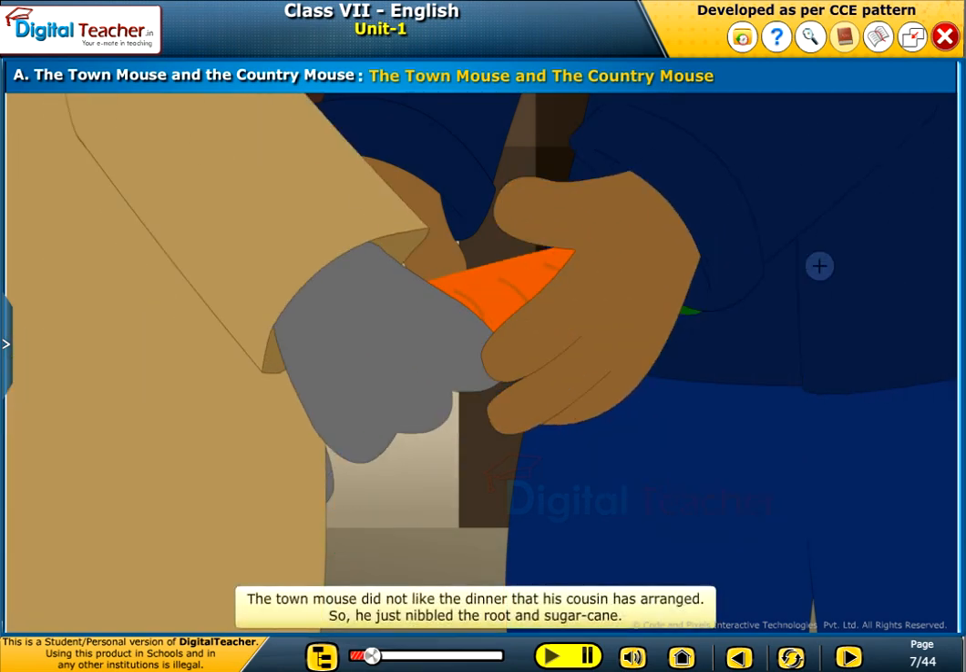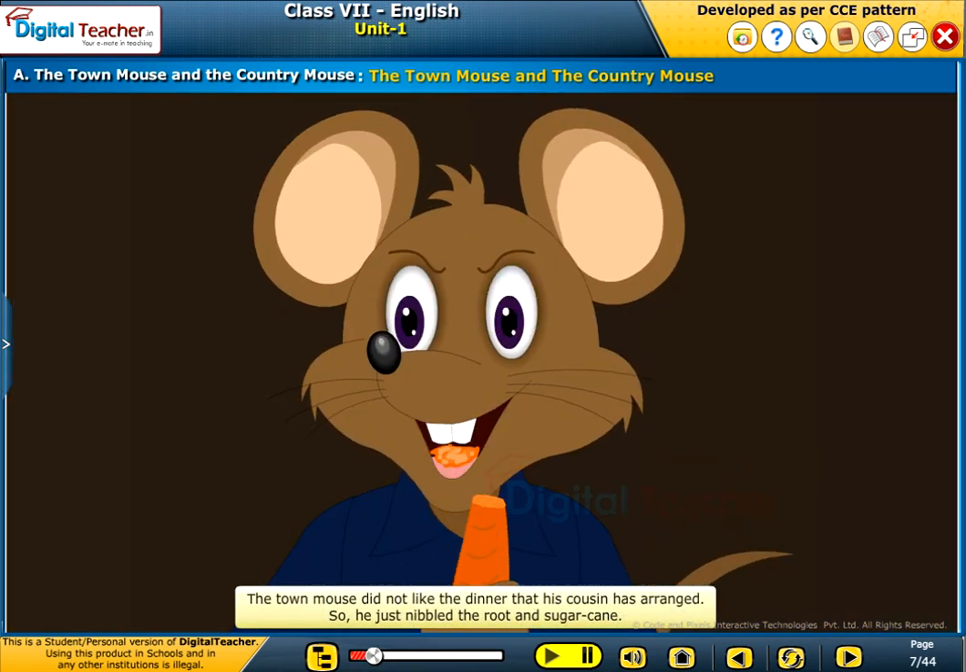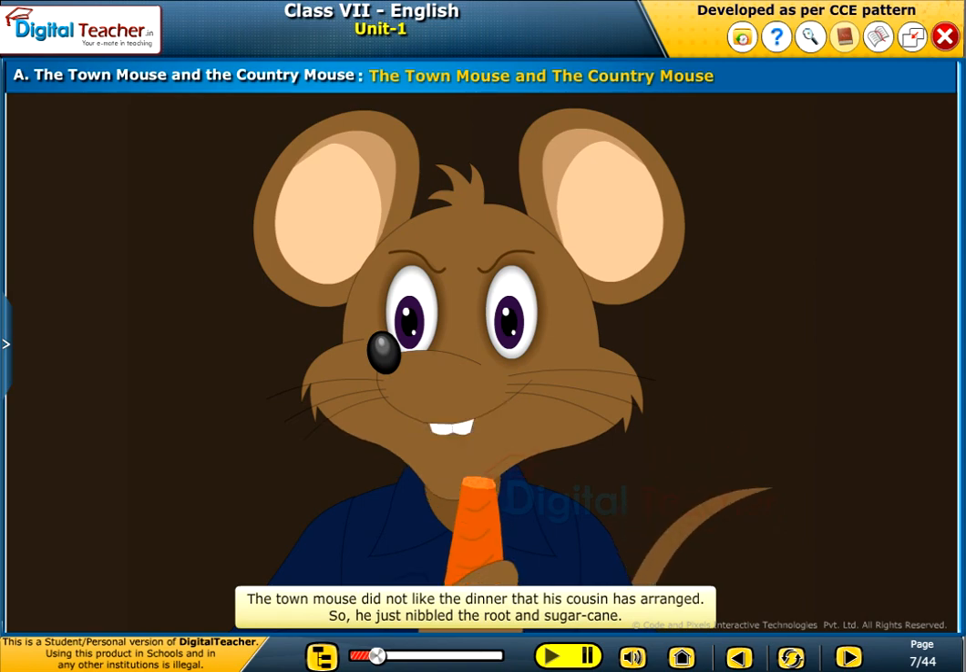The town mouse did not like the dinner that his cousin had arranged. So, he just nibbled the root and sugar cane.